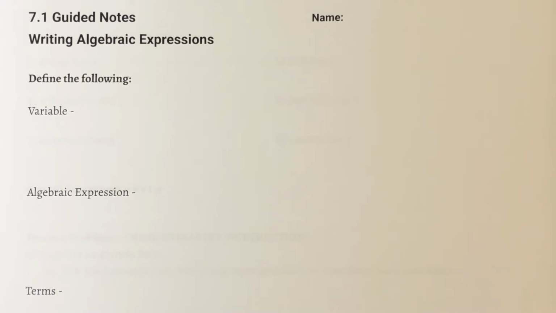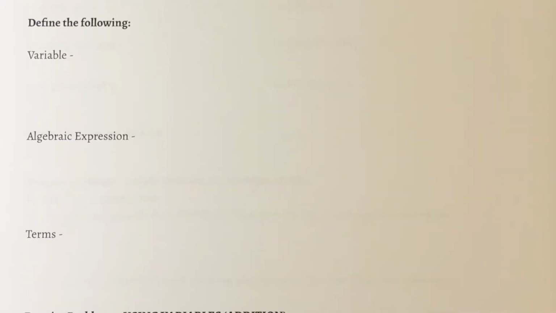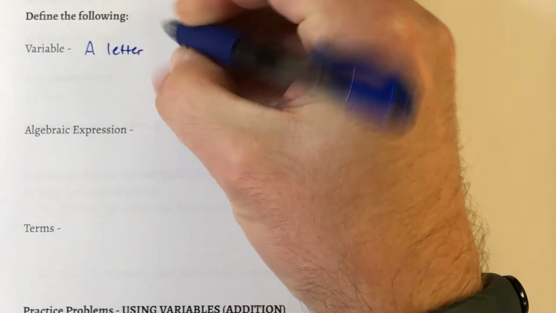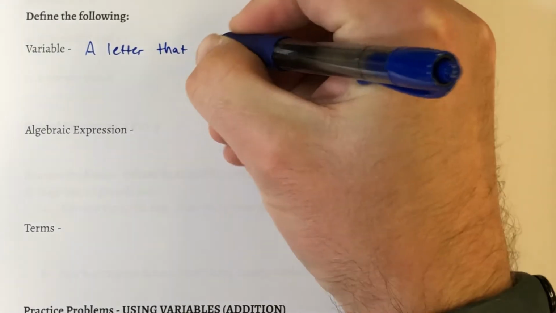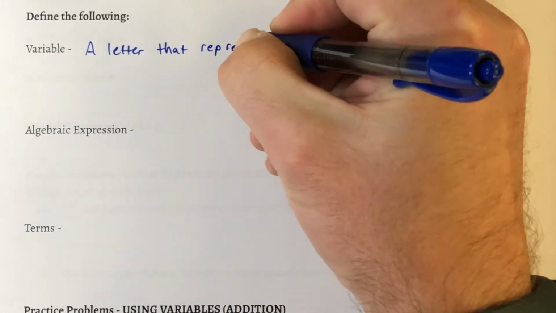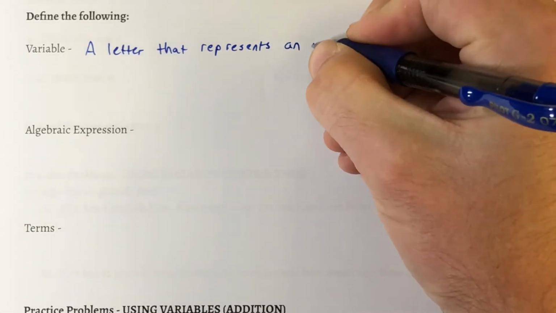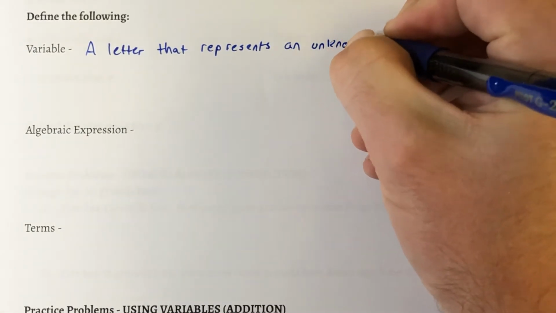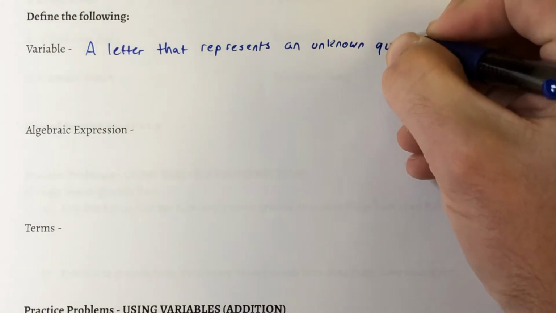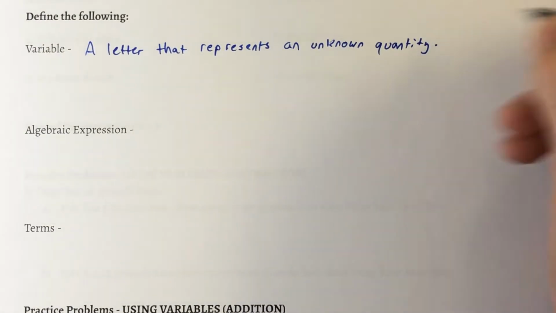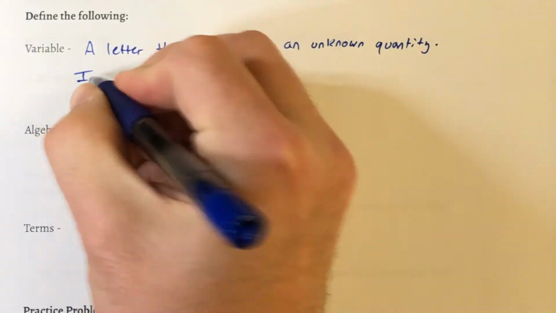So our first vocabulary term is variable. Variable is a letter that represents an unknown quantity. It can take on different values.